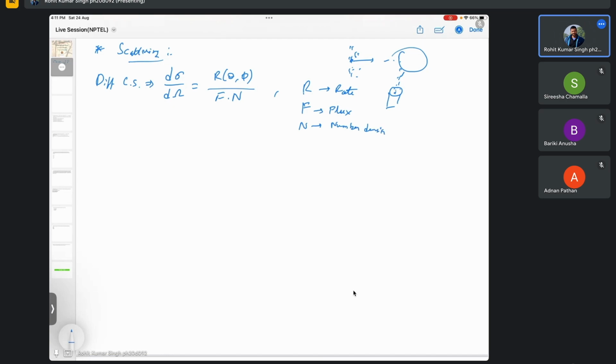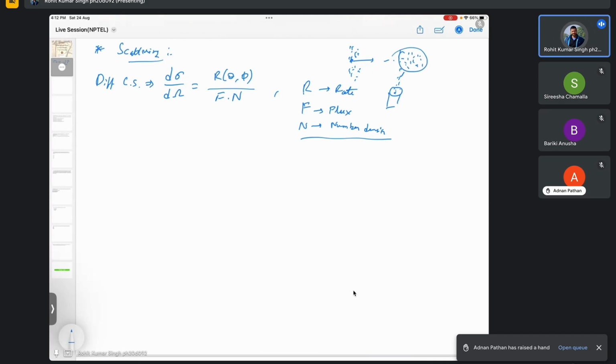Suppose this sphere is made up of many particles, then we will have some number density, right? And then we are projecting some particles on this sphere of particles which are fixed in space, then this number density will come into the picture. Otherwise it would be 1 for a solid sphere. This is for the simple classical scattering.